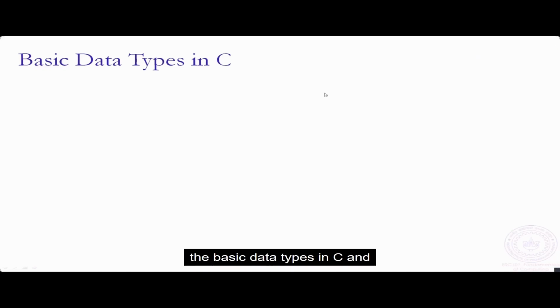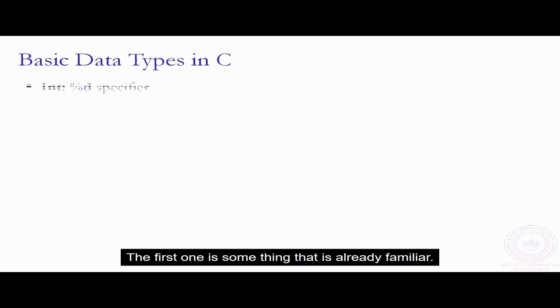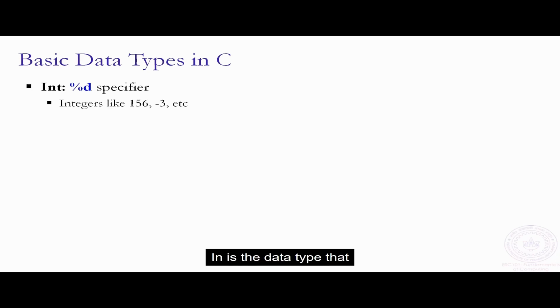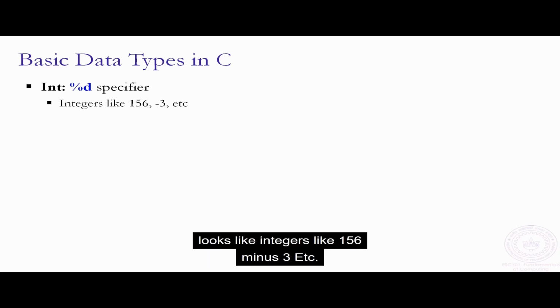We are going to look at the basic data types in C and their relationship with the sort of information that can be stored in variable boxes that are declared with these data types. The first one is something that is already familiar. Int is the data type that is used to store information that looks like integers, like 156, -3, etc.